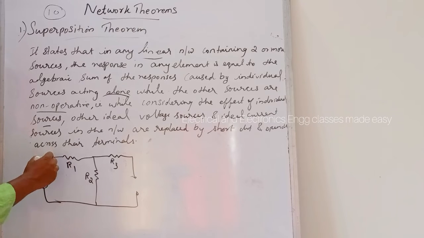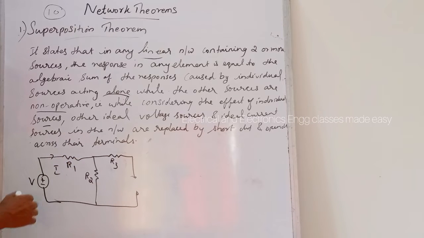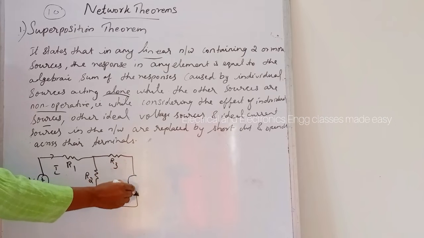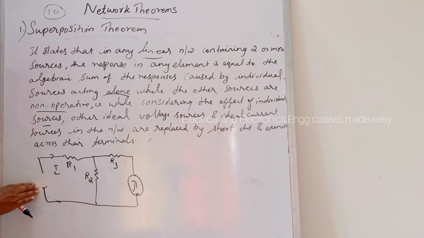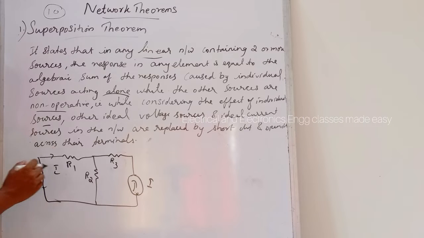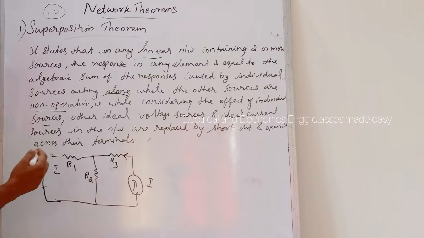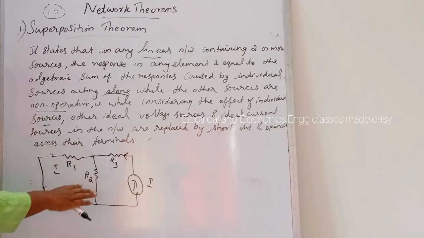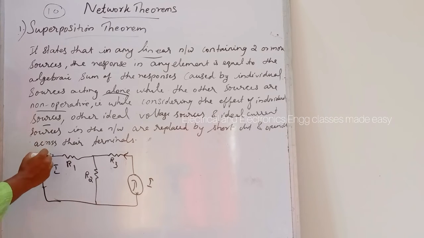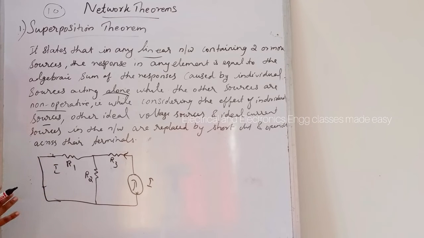Then find the values of current in each branch. Then in the next step, we will inactivate this voltage source. To inactivate this voltage source, short circuit it. Then find the current in each branch. Then finally add the currents obtained in both the cases. That is the procedure in the superposition theorem.